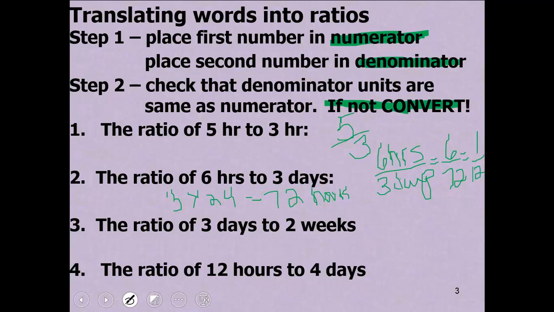The ratio of 3 days to 2 weeks. Well, how many days are in a week? 7. So 2 weeks is the equivalent of 14 days. So that becomes 3 days over 14 days. 3 is prime and does not go into 14, so that is reduced. So it is 3 days out of 14 days. You try number 4 on your own. It's similar to number 2. Hit the pause button, come back and see if you got it right.